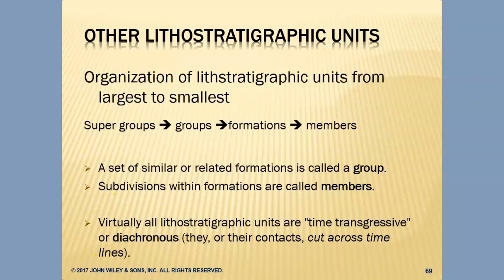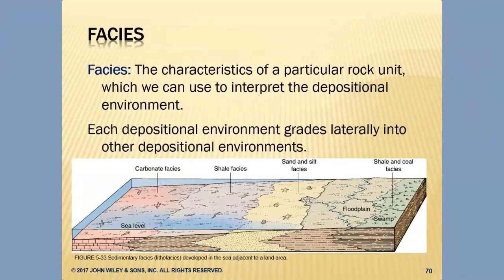Lithostratigraphic units can cut across timelines. So you can have a unit or formation that straddles the Silurian and the Devonian. This is called diachronous. Another term you'll need to get to know is this word facies. Facies are the characteristics of a particular rock unit which can be used to interpret the depositional environment. And we've been looking at rock units and how you interpret them, so we've been looking at facies.